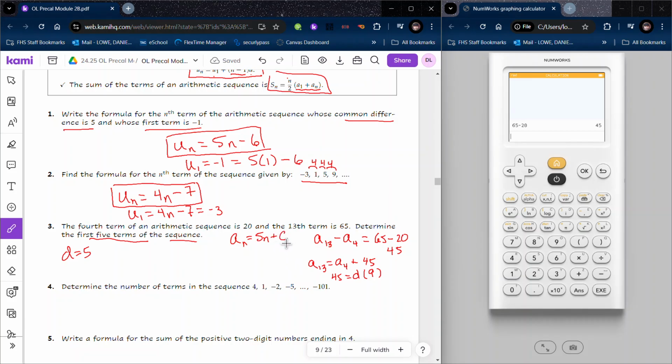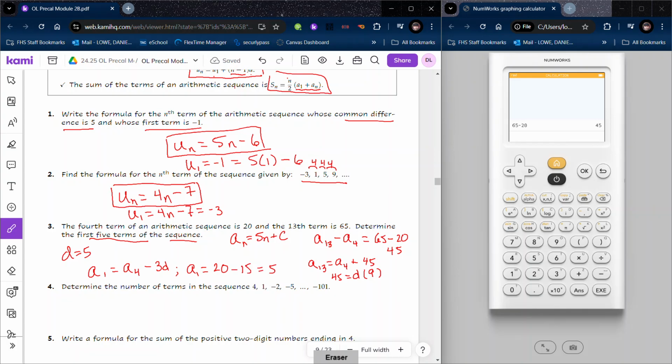And then I've got to figure out what my constant is going to be to get me to my first term. Well, I can figure out my first term by considering my fourth term and subtracting my common difference 3 times. Because if I subtract my common difference once, it gets me to the third term, twice gets me to the second term, 3 times gets me to the first term. So what does that mean for me? That means a sub 1 is going to be equal to my fourth term, 20, minus 15, which is 5.